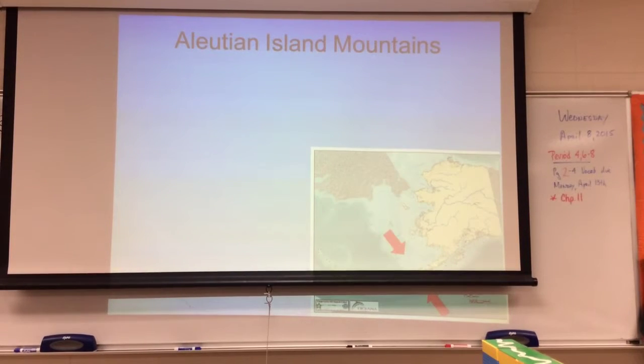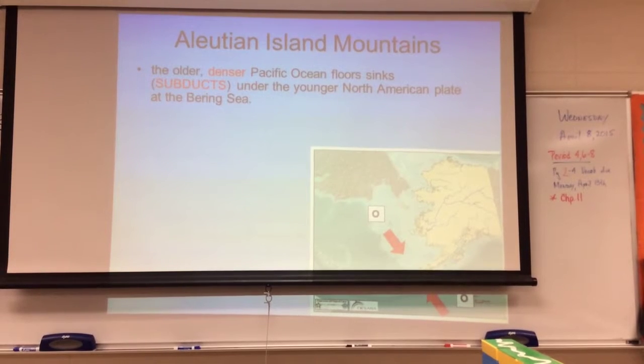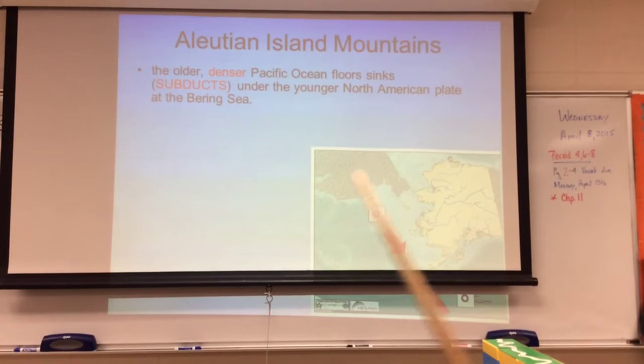The Aleutian Islands. This would be the long chain of islands which kind of come down here. This is Alaska, the northernmost state in the United States. This would be Russia. If you notice right here, they're about 90 miles apart, but there's a long chain that comes over here, and if you are at the very farthest island on the Aleutian chain, you're actually closer to Tokyo than you are to Washington, D.C. The older, denser ocean plate sinks, or subducts, under the younger North American plate at the Bering Sea. This area right here is the Bering Sea.